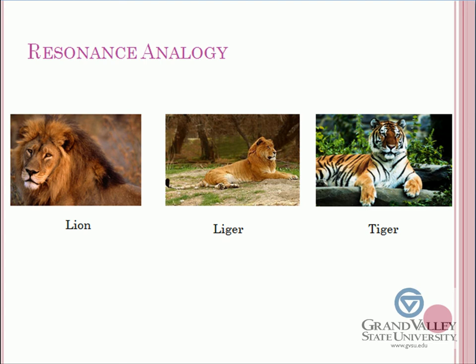Please remember our resonance analogy when thinking about these molecules. Think of the liger. The liger has some characteristics of a lion, some of a tiger, but does not switch back and forth between them. A liger is itself all of the time, not a lion half of the time, and not a tiger half of the time.